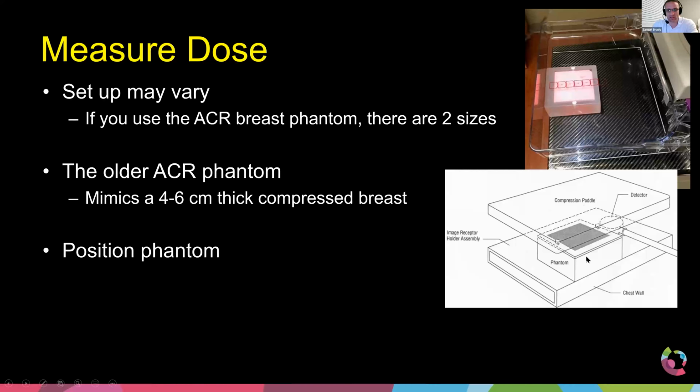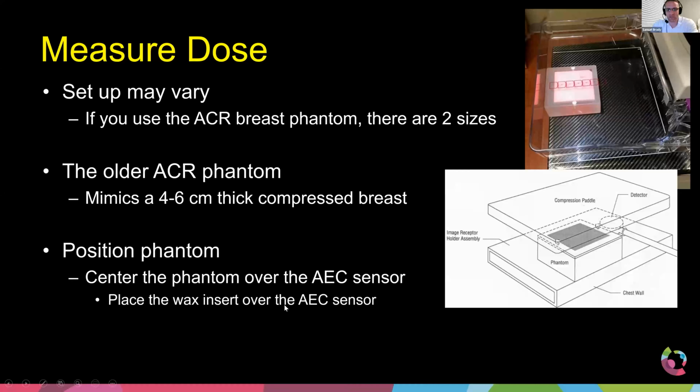And we place the phantom on the detector over top of the AEC sensor. Obviously, we put the compression paddle in the field of view. And then we take the ion chamber, you can see right here, this circular object. We take this ion chamber and we place it so it is in the same plane, so it's up here parallel with the surface of this phantom.